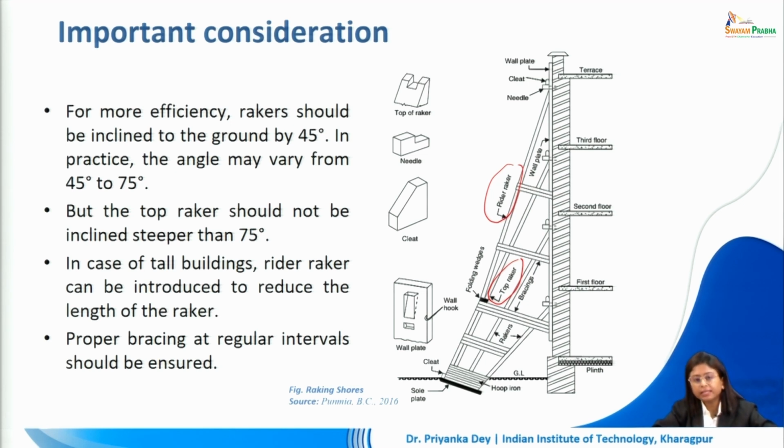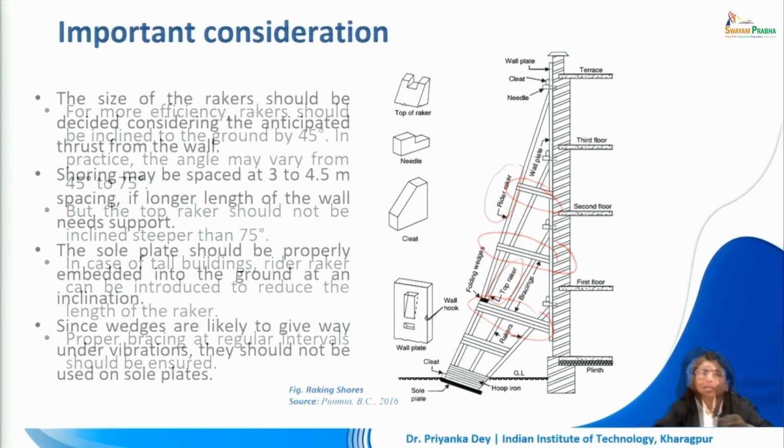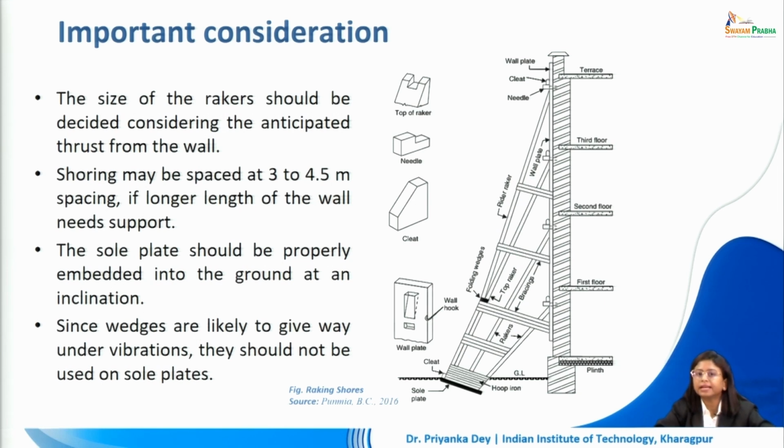And proper bracing has to be done at regular intervals. So, these are the bracings that are added at an angle to the rakers. They are connecting the wall plate and providing additional support to these rakers at regular intervals. The size of the rakers should be decided considering the anticipated thrust from the wall. That is, how much of bulge has happened, what is the load on this wall, what type of material and self weight of the wall we are dealing with. Based on that, we will determine what is the size of the rakers most suitable for this situation.